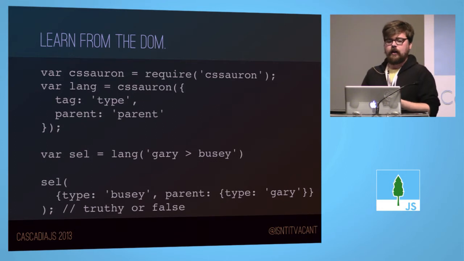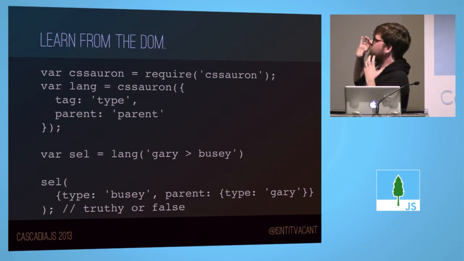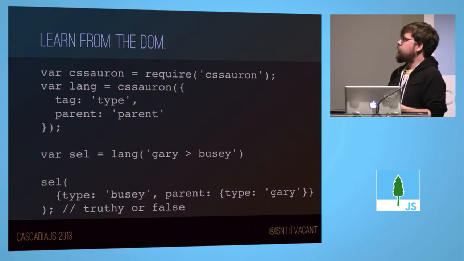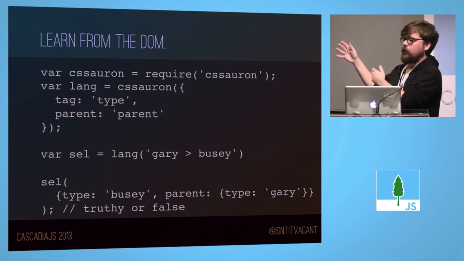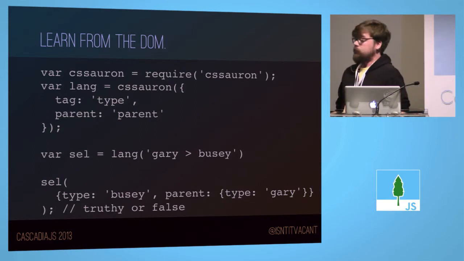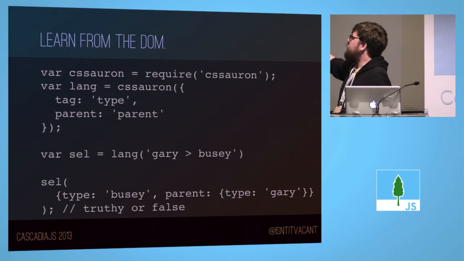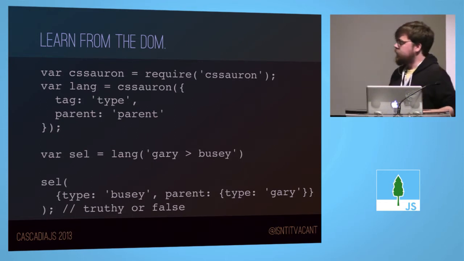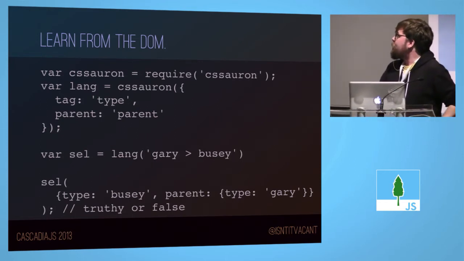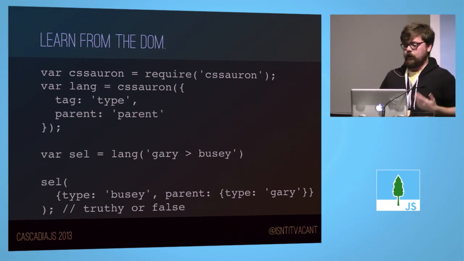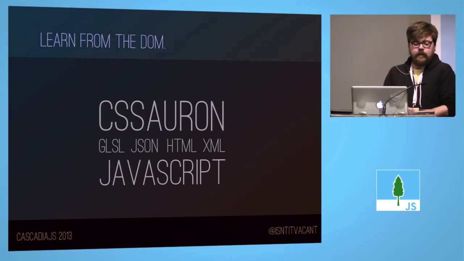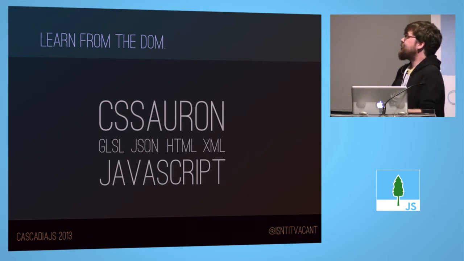Basically, CSS Sauron says, tell me how to traverse your particular flavor of tree. What's a tag look like? What's a parent look like? What do IDs or attributes look like? And I'll give you back a compilation function that you can pass selectors to, and I will give you back a matching function. So you can have your wonderful tree of Buseys selected for only Buseys that are the descendant of Gary, not Jake Busey of Starship Troopers fame. And you can tell whether or not a given Busey node matches. There are pre-baked modules for GLSL, JSON, XML, and HTML, and of course, JavaScript.